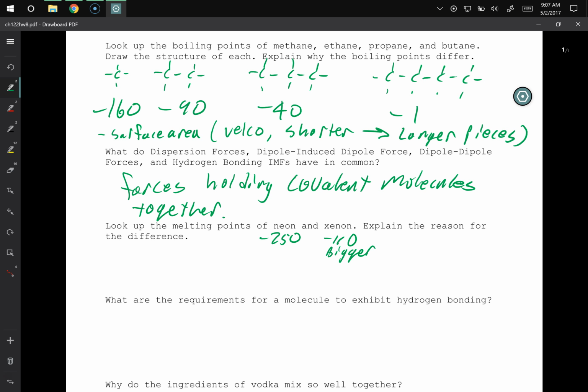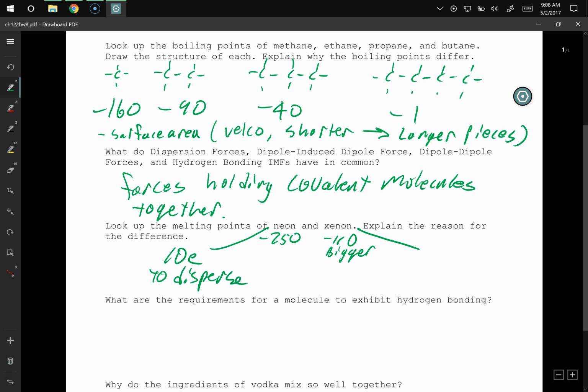So if I've got two neons and they approach each other, then what needs to happen is electrons need to be pushed to one side of the atom and the others need to have their electrons go towards, and so I get that temporary dipole. How many electrons do I have to deal with in the neon? Less than xenon. If I look up there, there's 10, right? Each one of these guys has 10 electrons to disperse. And the xenon? Is it 54 electrons?